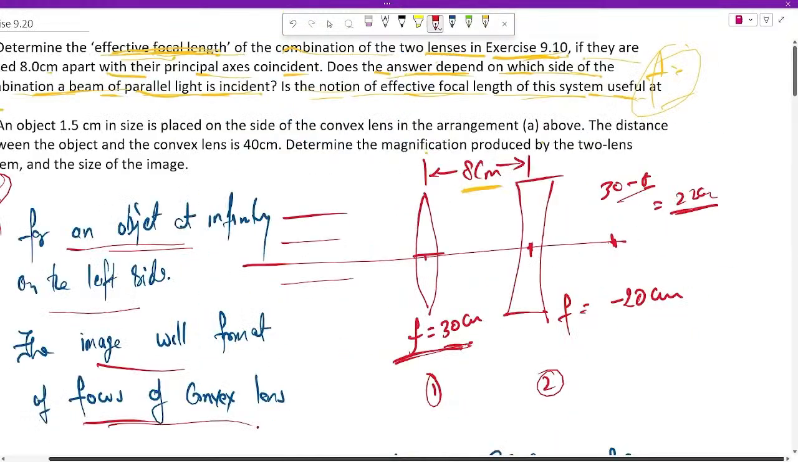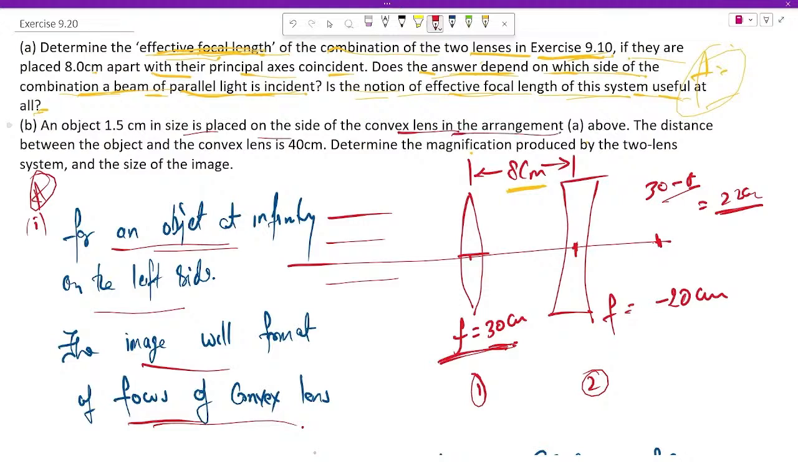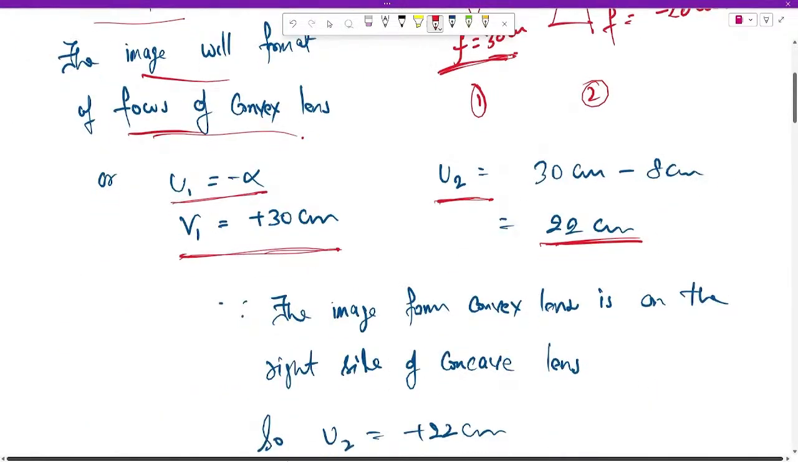Now the second question asked: an object of 1.5 centimeter is placed on the side of the convex lens in arrangement A above. The distance between the object and the convex lens is 40 centimeter. Determine the magnification produced by the two lens system and the size of the image. So now using this arrangement, we have been given the value of u, that is the object distance from the convex lens, which is 40 centimeter, and the object size or height of the object is 1.5 centimeter, and we have to find out the magnification produced by the two lens system, and also determine the size of the image. So let's go to the calculation.